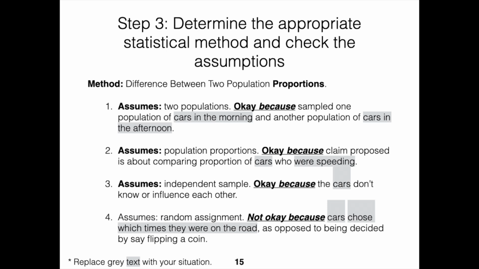Assumption 3, again, is our independence assumption. I'm going to say that this is okay because the cars don't know or influence each other. And then for step 4, we have our random assignment assumption. In this case, it's not okay. It's been violated. When you think about the cars that I observed, I didn't randomly assign them to the different driving times. People got to pick their own driving times. So in this case, it's been violated. In your research, it'll probably be violated too. But what you want to do is just put a note that says that it's okay for learning purposes.